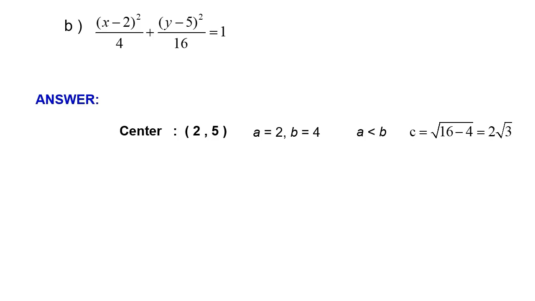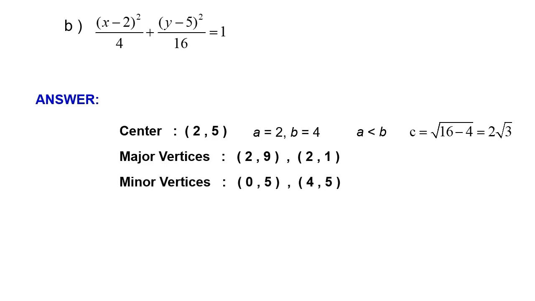So using this information, we can first find the major vertices. Since the major vertices are on y, the change here is at y. The center is 5, so 5 plus minus 4. So we get 9, and 5 minus 4 is 1. And then for the minor vertices, the change here is at x, so h plus minus a. h is 2, so 2 minus 2, the first one is 0, and the other one, 2 plus 2, is 4.